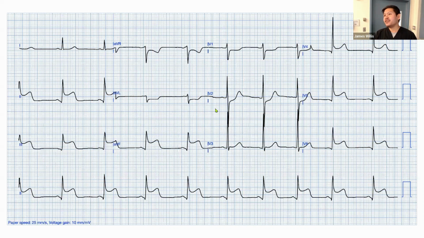I don't have the picture. I think I had it on the prior EKG, but yeah, it can. I'll send it to you guys later.